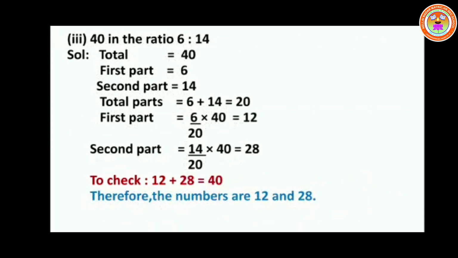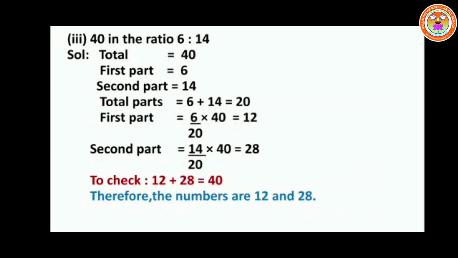Same thing, second part 14 divided by 20 into 40. Again you can cancel this. Either you can cancel in the 20 table or you can cancel the 0 and 0. So 2 and 4 will be balanced. In the 2 table, how many times will 4 come? 2 times. So like that also you can cancel. Now multiply 14 into 2, 28. Now to check, you add both 12 and 28. So your answer will be 40. So therefore the numbers are 12 and 28.